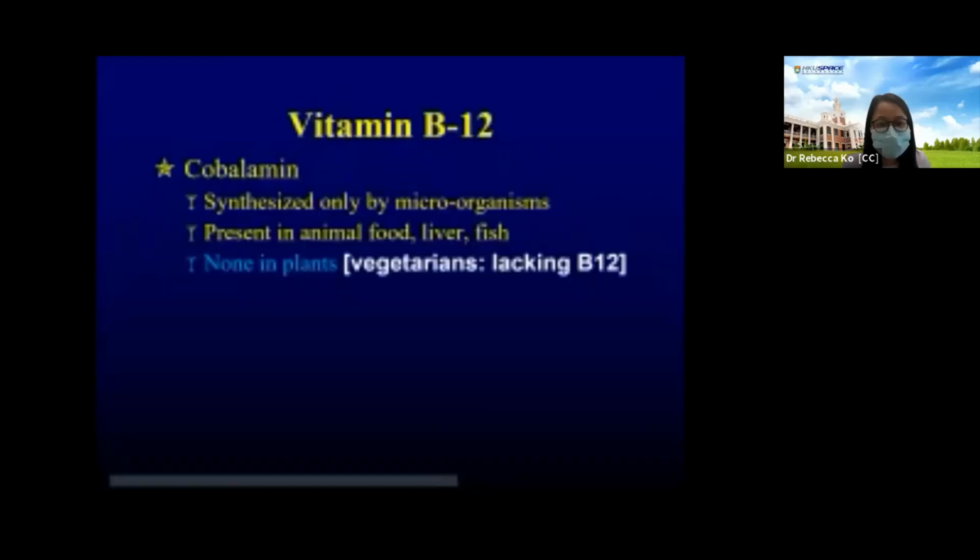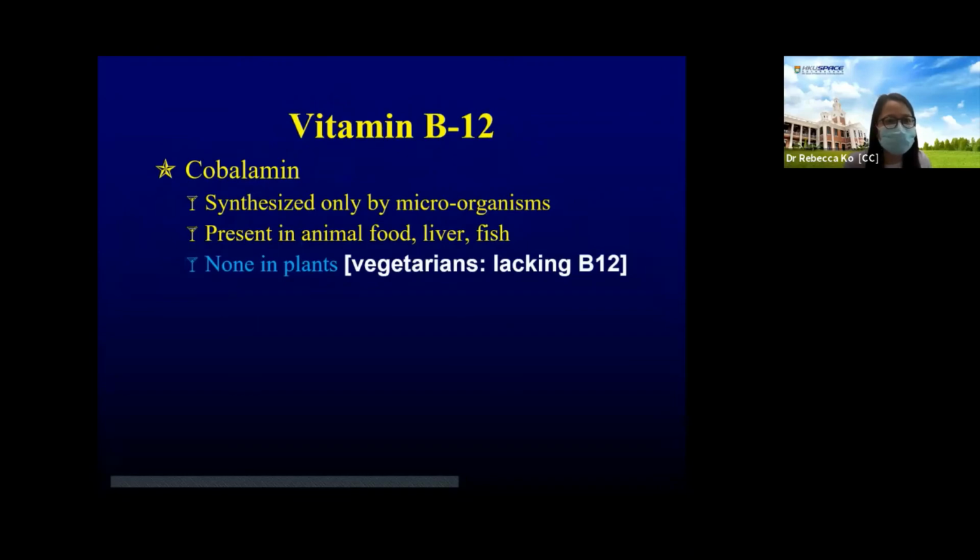For the vitamin B, the last one is B12. B12, another name is cobalamin. Cobalamin can be synthesized only by microorganisms. It's present in most animal foods, but none in plants. So vegetarians may lack B12, and they may need to take supplements. But if you eat fish and animal food, I think you should have enough intake of vitamin B12.